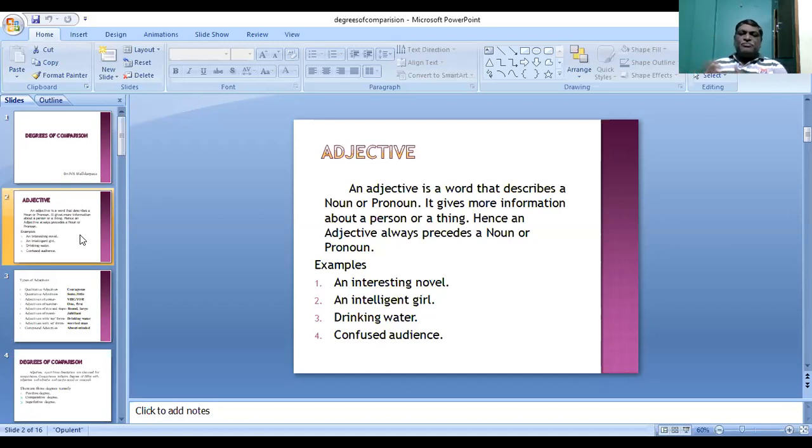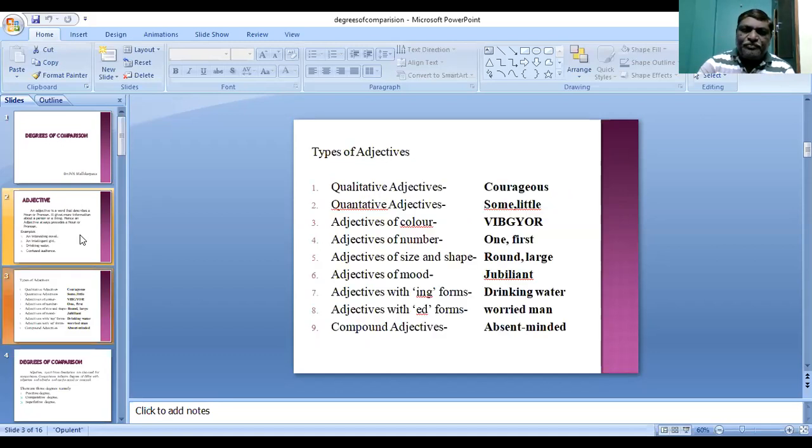Swimming costume. Confused audience. What kind of audience are they? They're all confused. What is their state now? They are in a confused state. So an adjective gives some more information about a noun or pronoun. It describes.